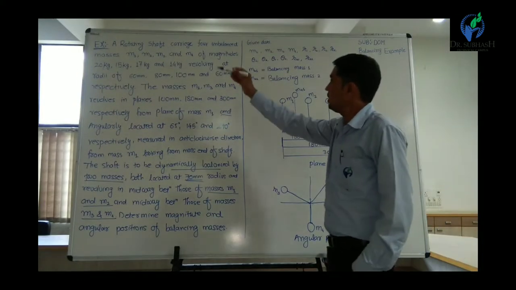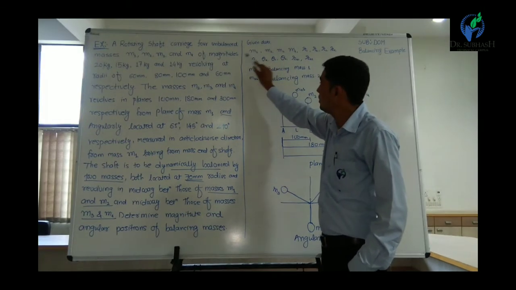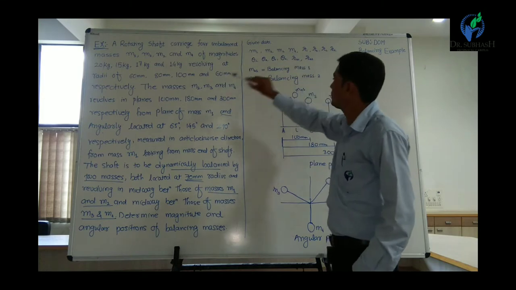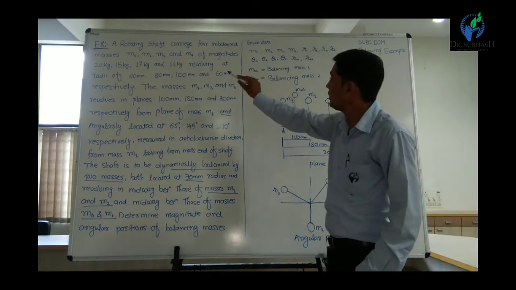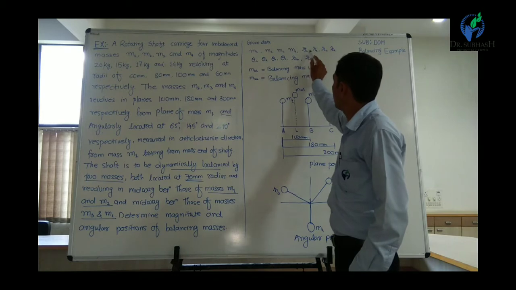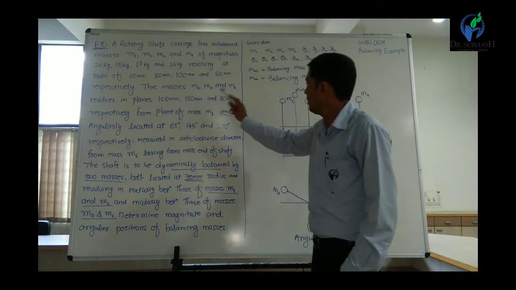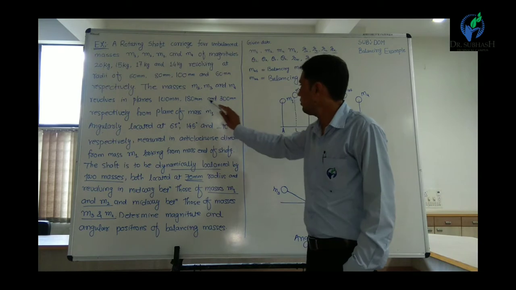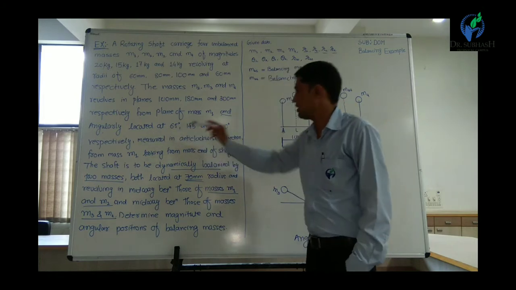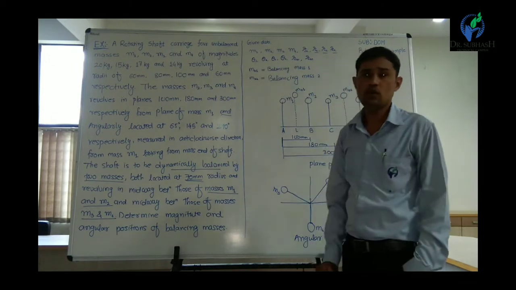Here is the given data. A rotating shaft carries 4 unbalanced masses, so the magnitudes are given: M1 is 20 kg, M2 is 15 kg, M3 is 17 kg and M4 is 14 kg. They revolve at radiuses of 60 mm, 80 mm, 100 mm and 60 mm respectively, that means R1, R2, R3 and R4 are also given. The masses M2, M3 and M4 revolve in planes 100 mm, 180 mm, 300 mm respectively from the plane of mass M1, and their angular positions are given, so theta 1, theta 2, theta 3 and theta 4 are also given.